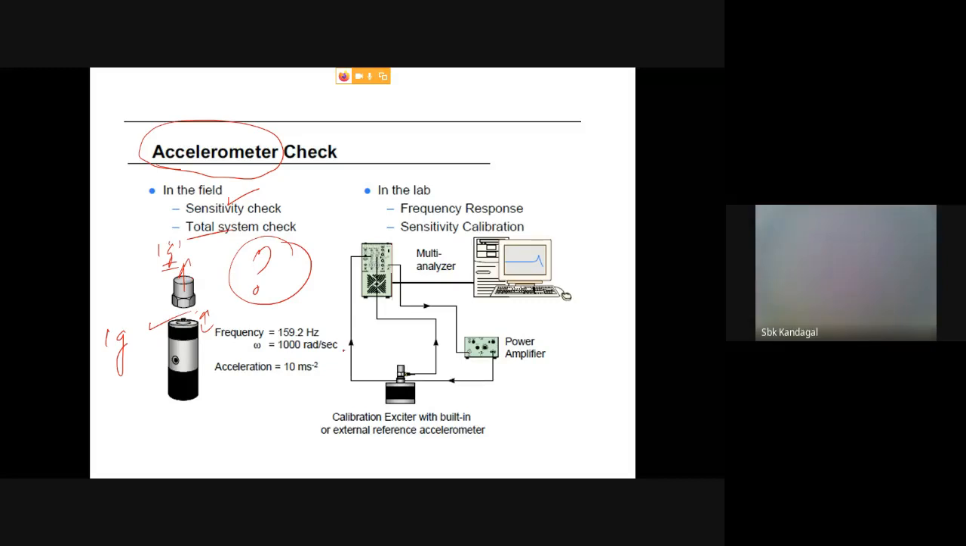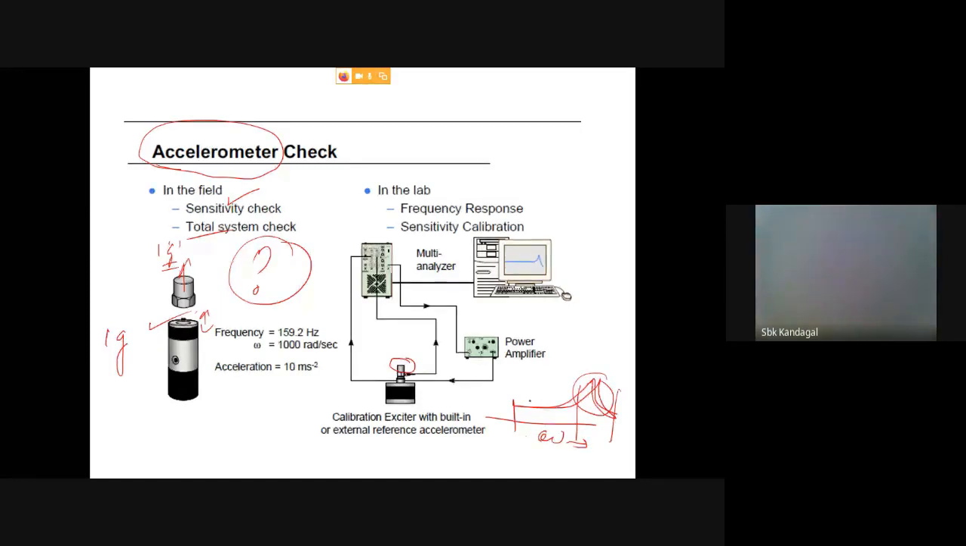Another one is back-to-back calibration on an electrodynamic shaker. One is the standard accelerometer, and you see how the accelerometer response is across the frequency bandwidth. This is where you will come to know the resonance of the accelerometer itself. When you sweep the frequency on the electrodynamic shaker with a reference accelerometer, you can get the accelerometer response as well as its amplitude, as far as sensitivity is concerned.